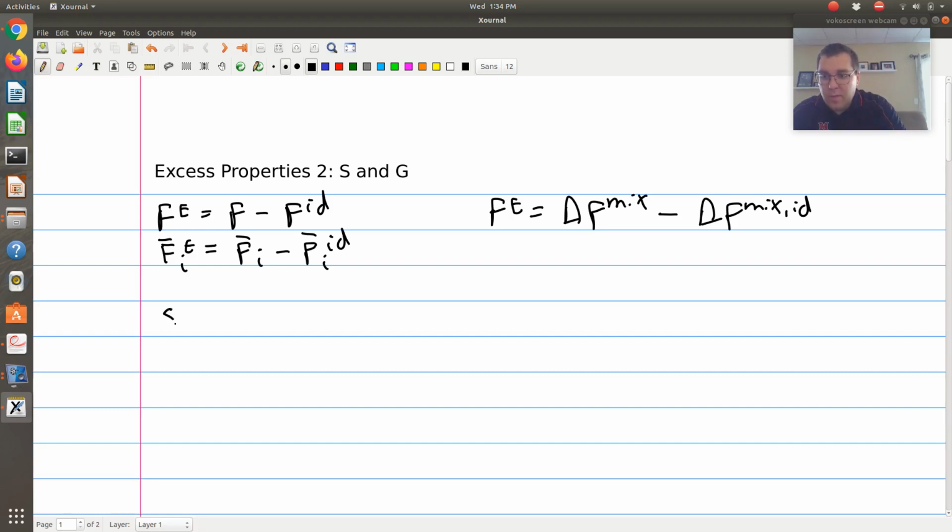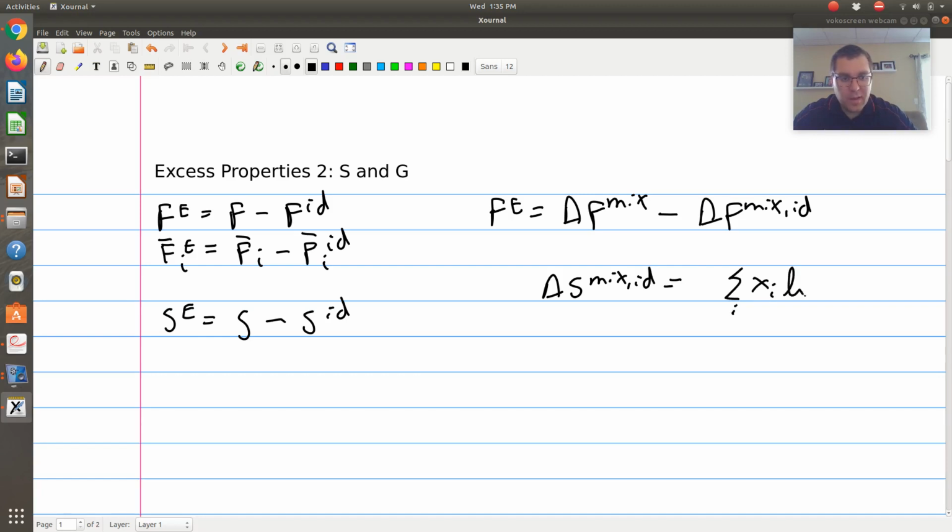Okay, so my excess entropy, S^E, would be equal to my actual entropy relative to that of an ideal solution. Okay, so as taken aside here, remember that S ideal, I'm thinking about property change upon mixing. Okay, so let's take this as two steps. So delta S of mixing of an ideal solution, term to remember, is sum over i, x_i log x_i.